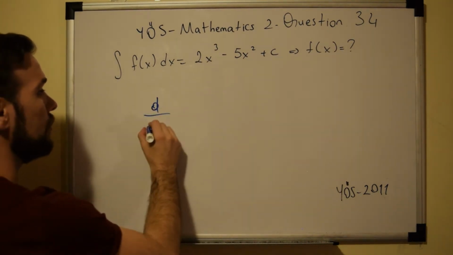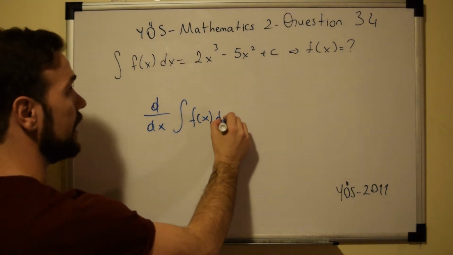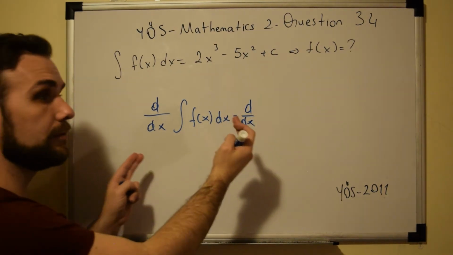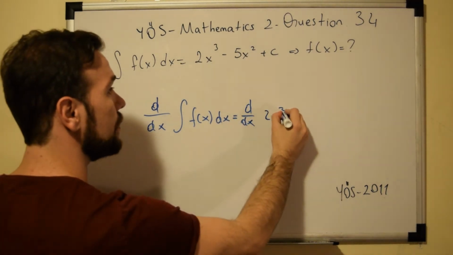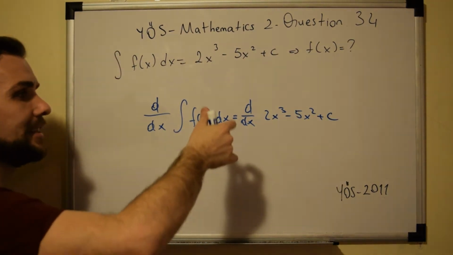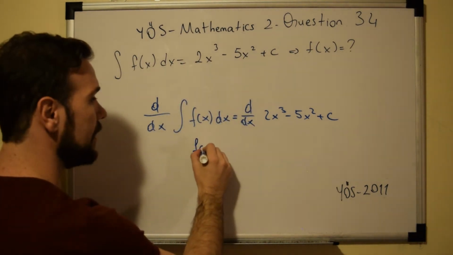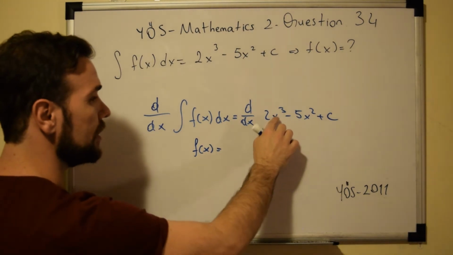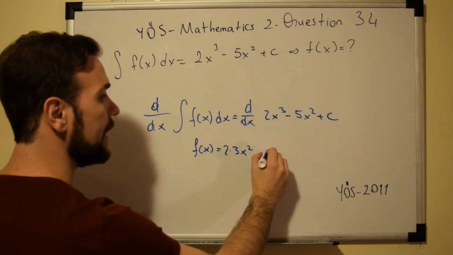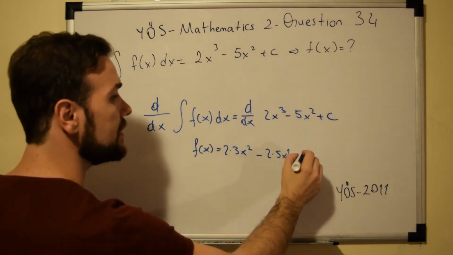So we will have d over dx of the integral of f(x) times dx, which is equal to d over dx of 2x to the power of 3 minus 5x squared plus c. As you can see, we took the derivative of both sides. Now, since integrals and derivatives are opposite of each other, they cancel out. So we will have f(x), which is equal to the derivative of 2x to the power of 3, which is 2 times 3x to the power of 2, minus 2 times 5x to the power of 1.